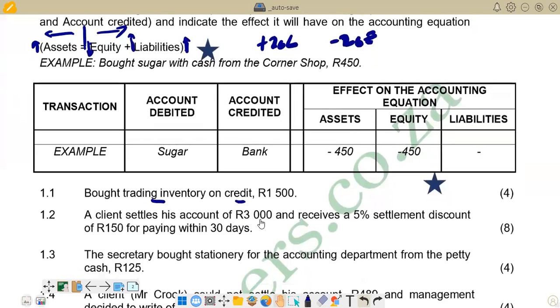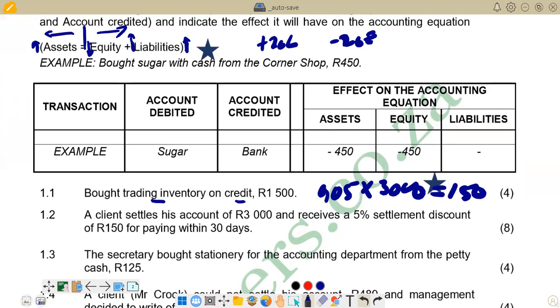So if you go to 1.2, it reads: a client settles his account of 3,000 rands and receives a 5% settlement discount of 150 for paying within 30 days. So what we have there is 3,000, and a discount of 5%. So we say 0.05, which is 5%, and then we multiply by 3,000 to get the discount. If you multiply that, you are supposed to get 150. So 150 is the discount.